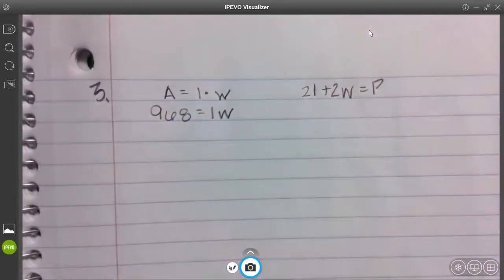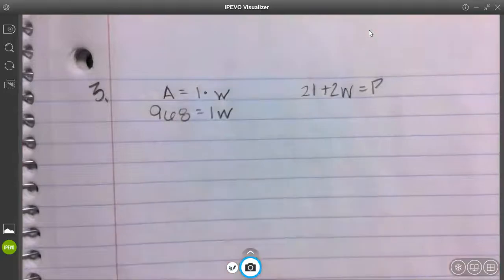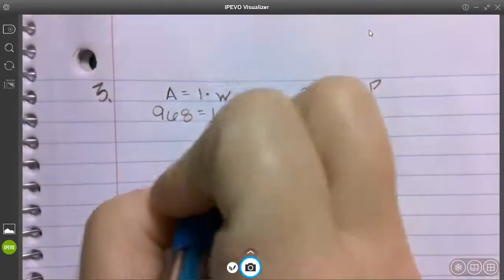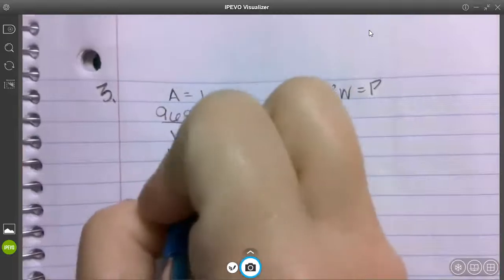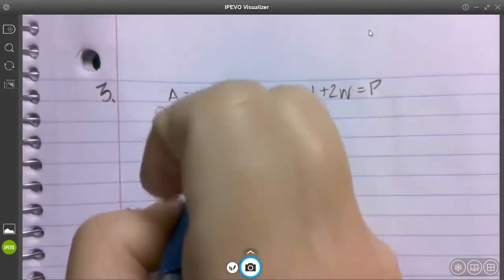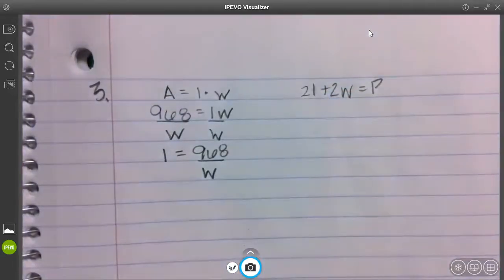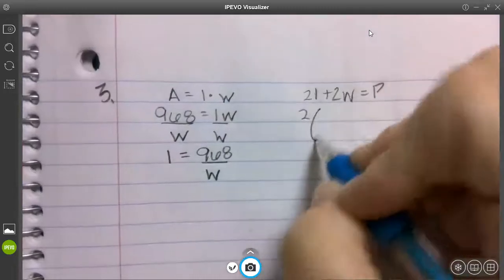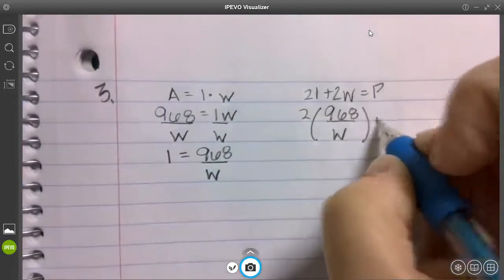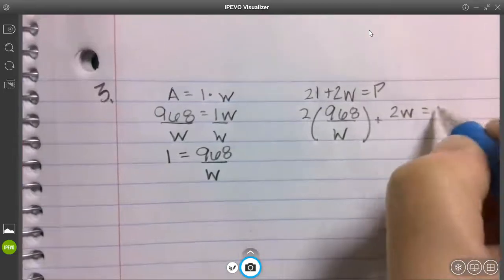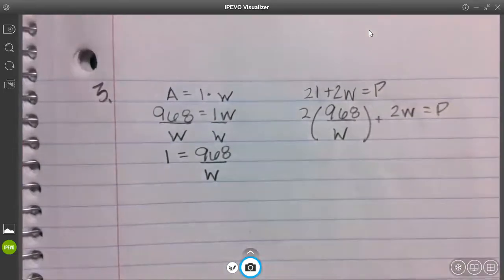Okay. Again, why is it 2L, 2W? We're working with a rectangle. The top and the bottom are the same. So 2 length, and then the left and the right are the same. We're going to solve this for either one. It doesn't matter. I ended up solving it for L, so I divided by W. And I got that L equals 968 over W. And you plug that into your perimeter formula. So 2 times 968 over W plus 2W is going to give you that perimeter.